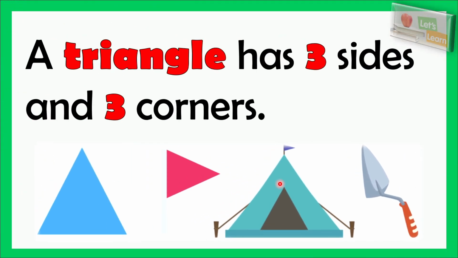Next, a triangle has 3 sides and 3 corners. So the side of the triangle is this one, another side, another side. So the example below is a triangle in shape.